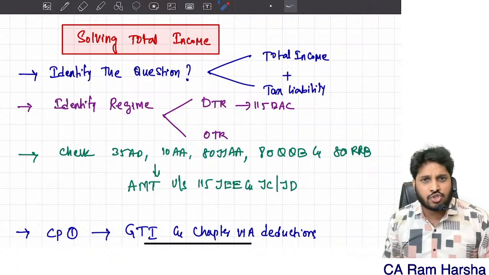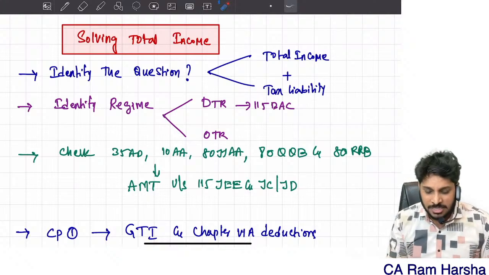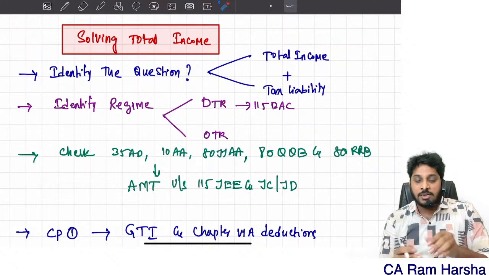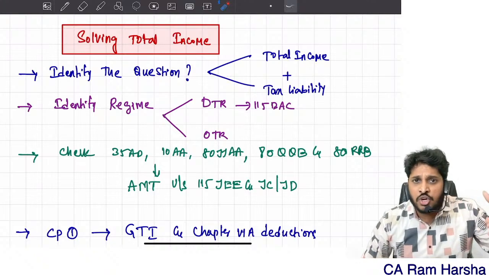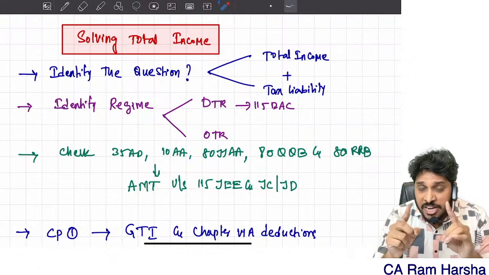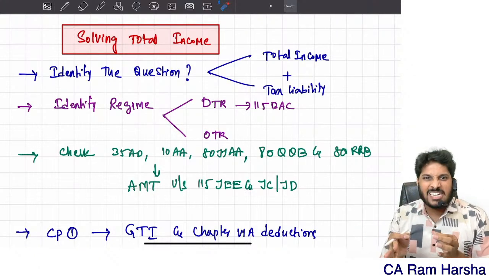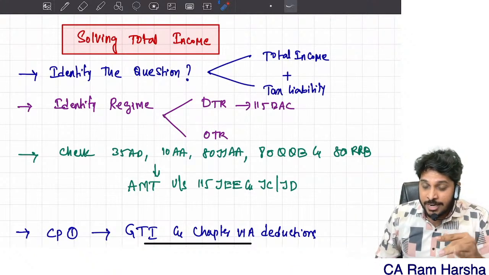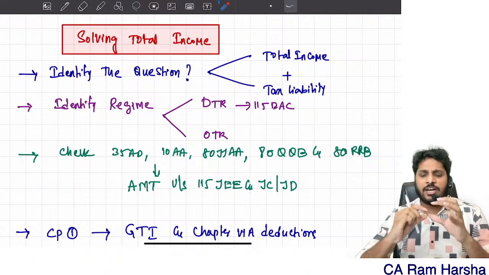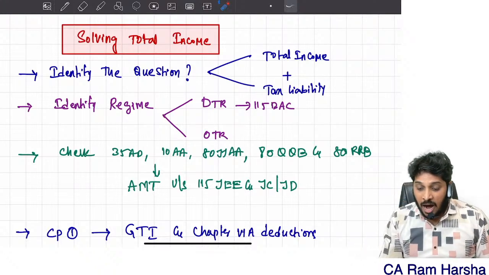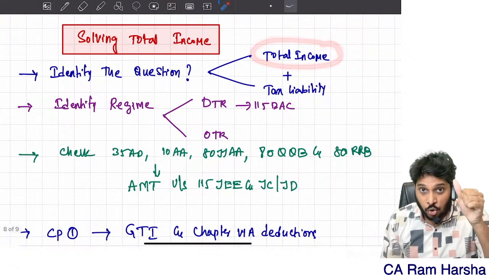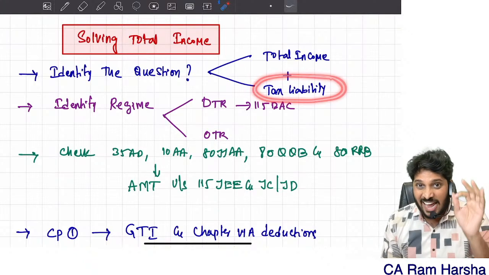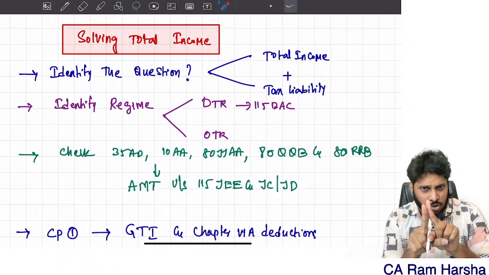First and foremost, when you're solving a total income problem, identify what question they're asking. You get the question paper, you see the descriptive paper. Of course, MCQ is not open for you. What you have to do in the first 15 minutes of reading time is open the descriptive paper, look at the first question, and read slowly. Before you start reading, first turn the page and look at what exactly they're asking. Are they asking you to compute total income only, or are they asking you to compute tax liability also? Look at both. Look at this question.